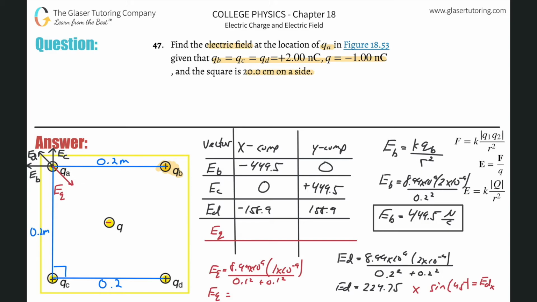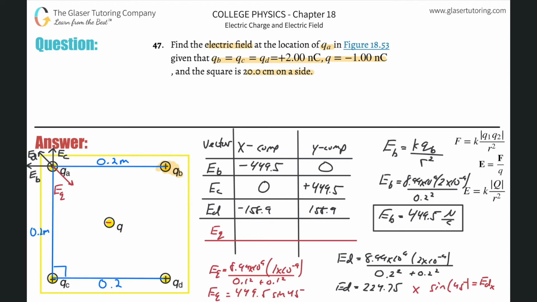8.99 times 10 to the 9th multiplied by 1 times 10 to the minus 9th, all divided by parenthesis 0.1 squared plus 0.1 squared. And we're going to get about 449.5. Okay, great. And now from here, we know the magnitude of that vector, but we need to find the components, and therefore, remember, we have to find the x component and the y component. So we know this angle in here is 45 degrees, and therefore we can just multiply this by the sine of 45 or cosine of 45. It doesn't matter. Sine of 45, and what do we get?